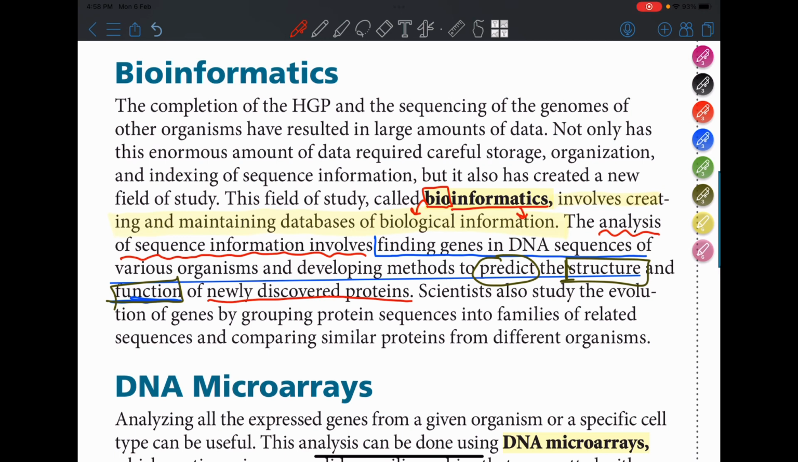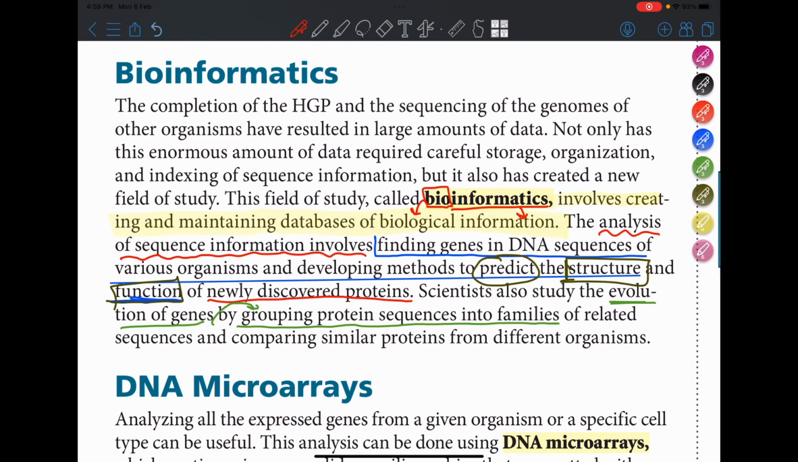Now, scientists also study the evolution of genes. How do they do that? They do that by grouping protein sequences into families. What does that mean? It means that we take proteins that have related sequences and we compare them to similar proteins from different organisms.